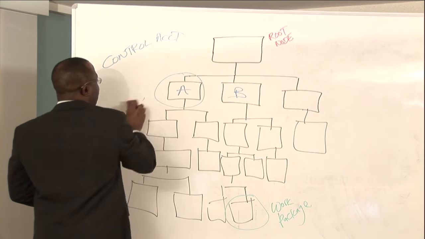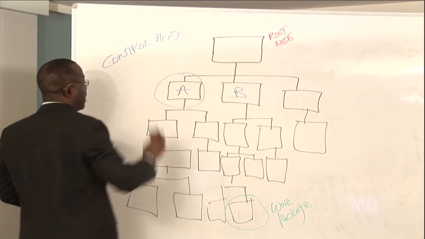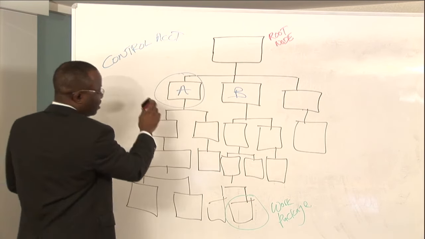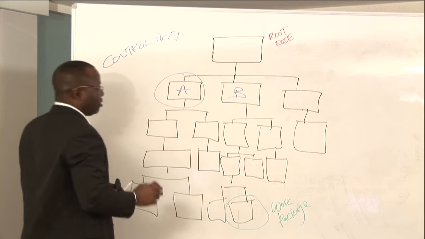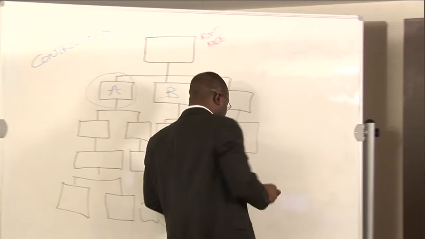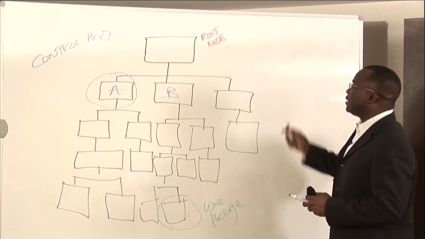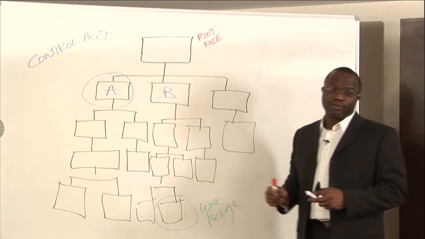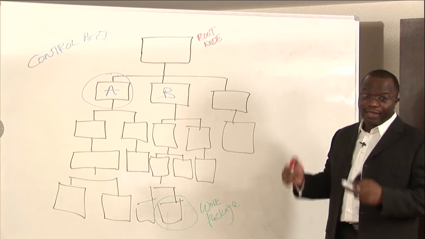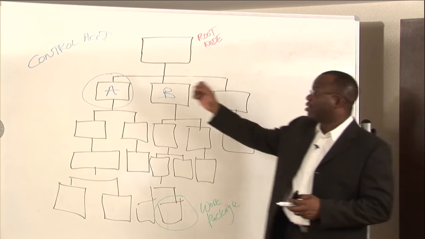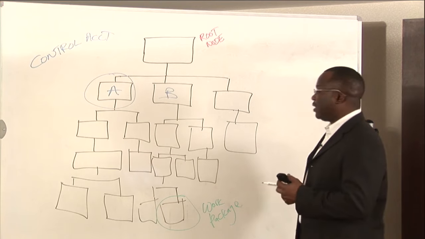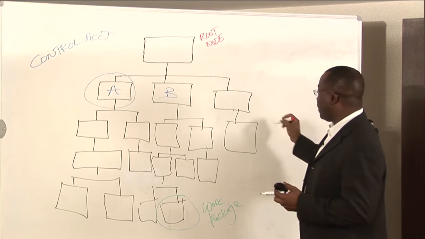Remember, the root node is above the control account level. The control account level is above the work package level. But there's also another component I need to show you. And that other component is below the control account level. So we're talking about an element in the WBS that is below the control account. That element is known as a work package.